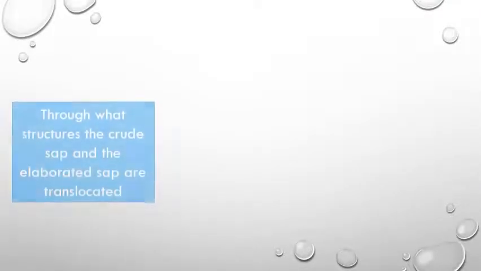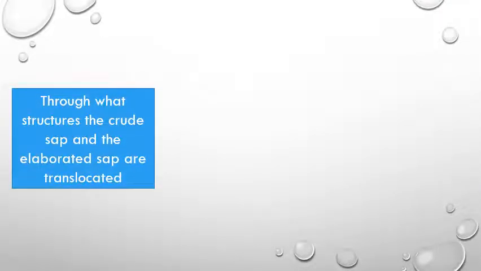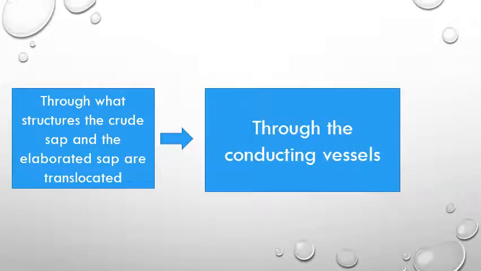Now, through what structures are the crude sap and the elaborated sap translocated? Excellent! So they are translocated through the conducting vessels. They are transported by the conducting vessels.